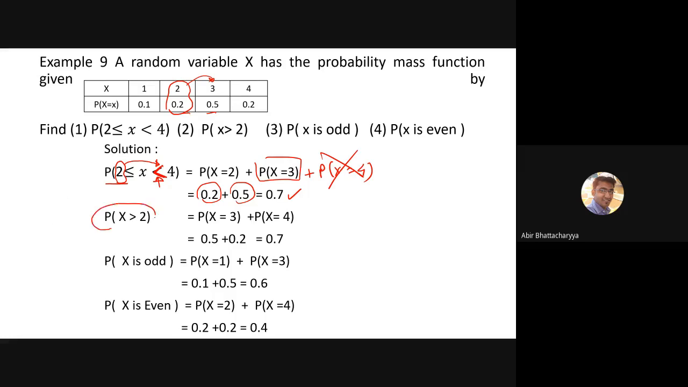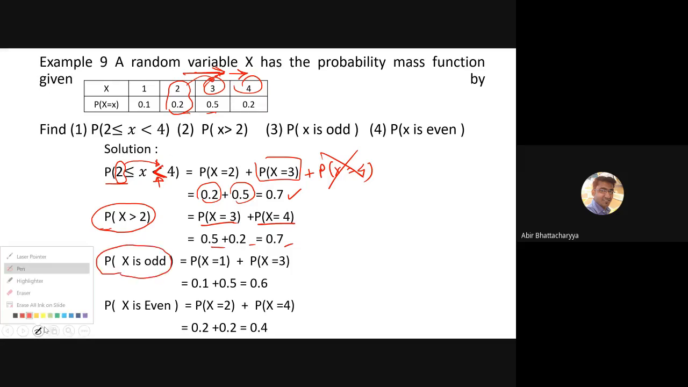Now, probability of x greater than 2, which is not greater than or equal to 2. Greater than 2 means there are two possibilities: one is 3, another one is 4. So we add probability of 3 and probability of 4. Next, x equals odd. Which are the odd numbers? 1 and 3. So probability of x equals 1 and probability of x equals 3. Just add them: 0.1 plus 0.5 gives 0.6. x equals even: probability of x equals 2 and x equals 4. Add them, 0.4. If it's clear, please write C on chat box. Otherwise, ask your doubts.